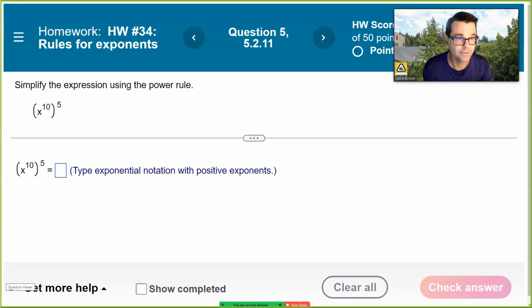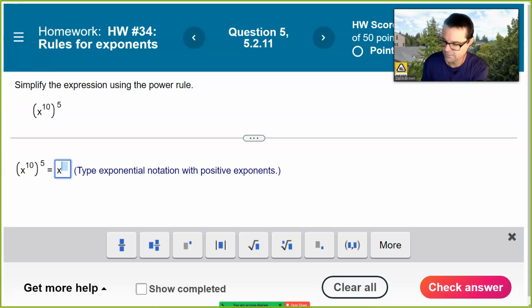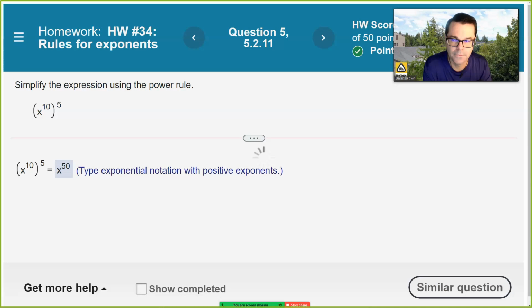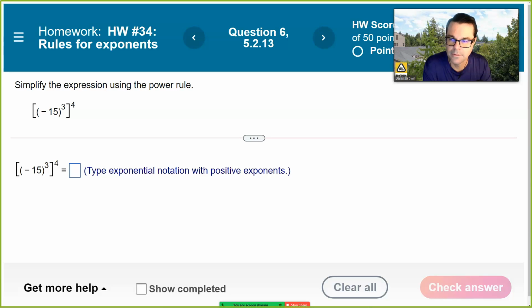So x to the 10th, all raised to the 5th power, we multiply those exponents. X to the 50th. Now, you have to be very careful with negative numbers.